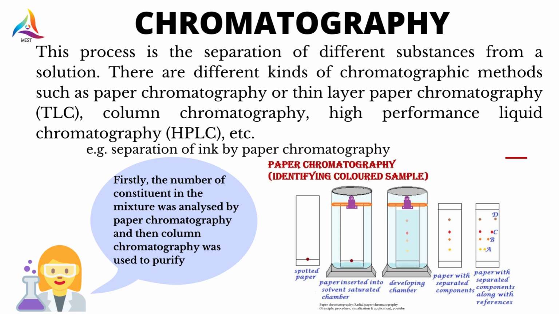Paper chromatography is the simple method to separate colored materials. For example, separation of ink by paper chromatography. The color of the ink separates into other different colors depending on their solubility in the solvent.